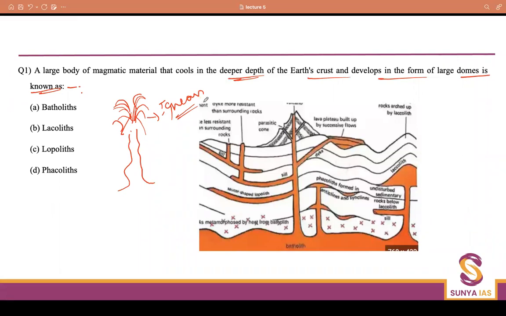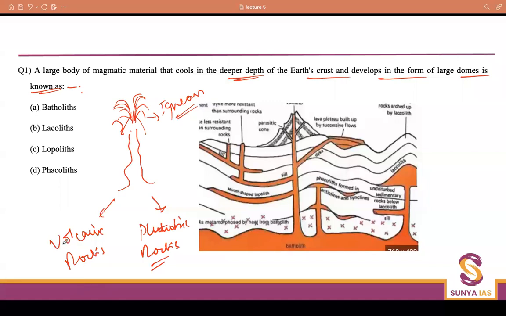Second, this cooling down of the lava, on the basis of its location, can be classified into two types. First is called volcanic rocks, and the second is known as plutonic rocks. What is the difference? If the cooling is on the surface, it is known as volcanic rock. In plutonic rocks, cooling is always inside the crust.